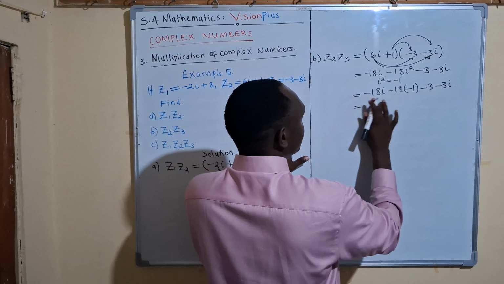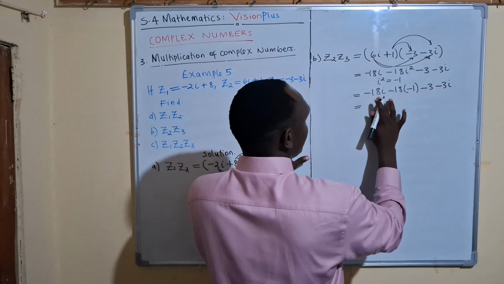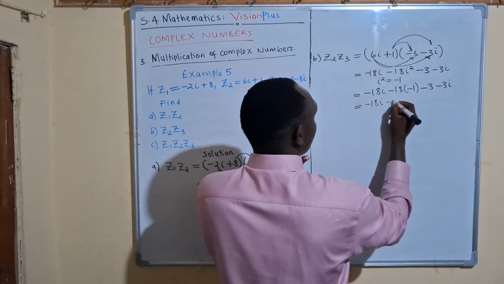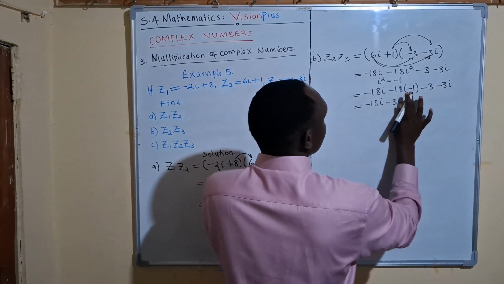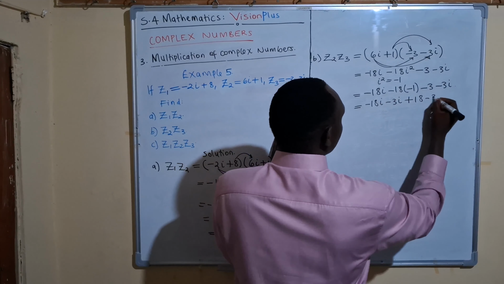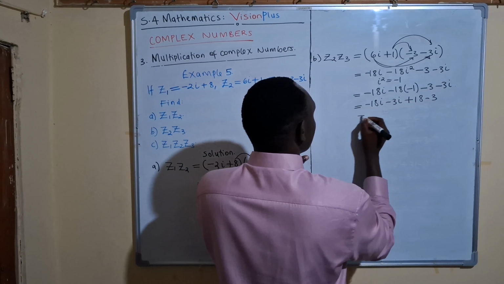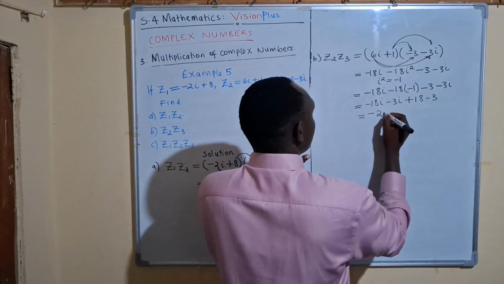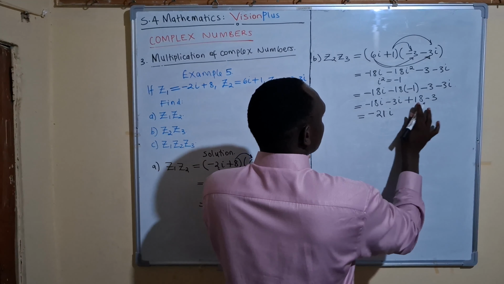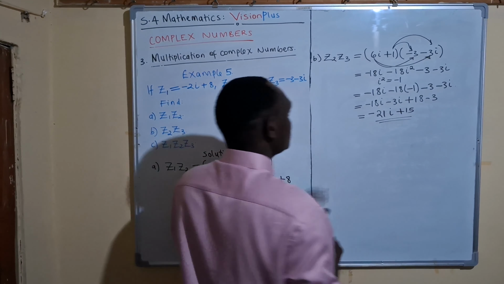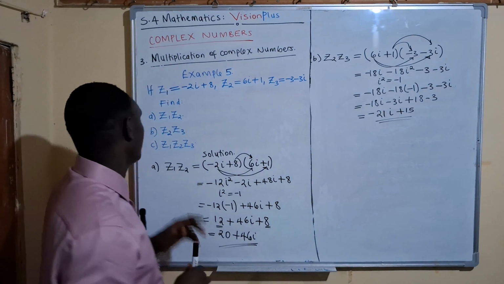Here we have negative 18i minus 3i. And then negative 1 times negative 18, here we shall have positive 18, and then minus 3. What is negative 18i minus 3i? Simply negative 21i. 18 minus 3 is positive 15. So plus 15. That is the solution for part B.